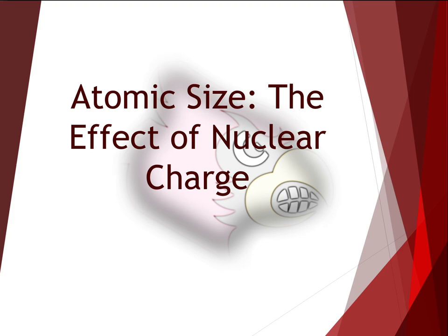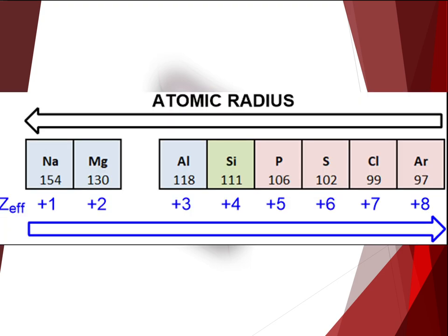Atomic size, the effect of nuclear charge. The decrease in atomic size across a period can be explained by the effect of increasing nuclear charge. As you move from left to right within a period, the numbers of protons and electrons increase. This increases the amount of positive charge in the nucleus. And since the electrons are being added to one energy level, they occupy the same region. As a result, they are held more tightly by the increasing positive charge of the nucleus.